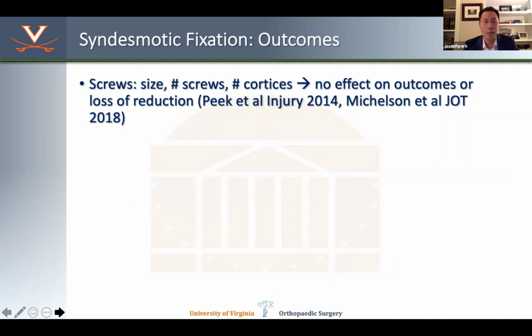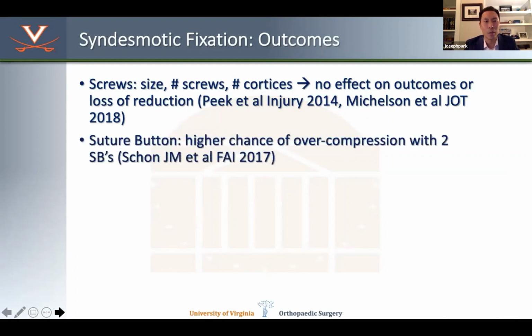So it turns out that the size or diameter of the screw doesn't matter. The number of screws probably doesn't matter. The number of cortices of fixation probably doesn't matter. None of those things have been shown to affect outcomes or loss of reduction. A suture button is 2 metal buttons with a very strong suture in between. The Arthrex TightRope is the quintessential suture button implant, the one that is advertised everywhere, such as with Tua when he injured his ankle.